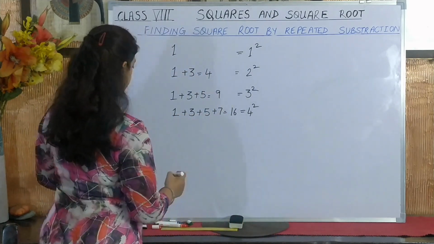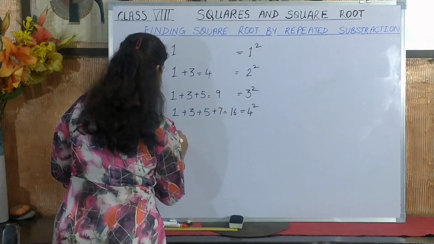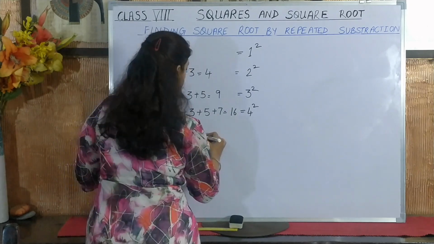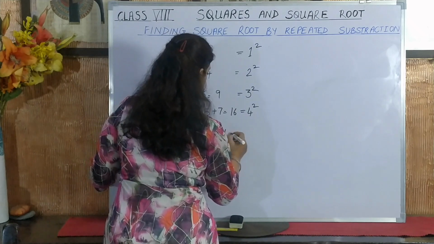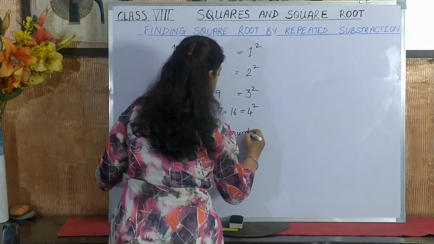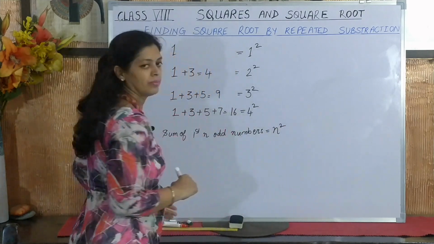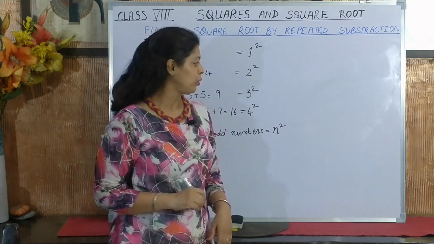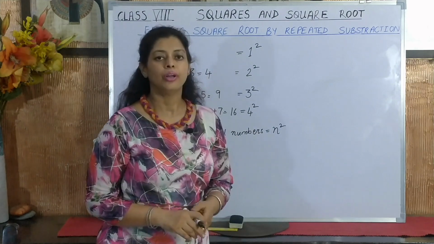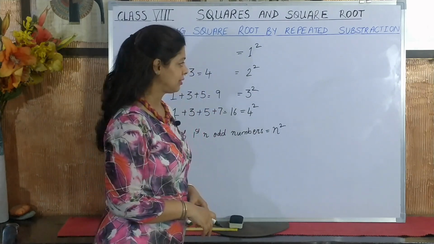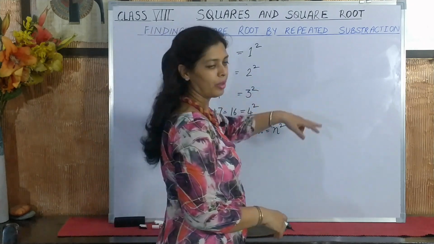So in general I can say the sum of the first n odd numbers is equal to n square. So now I know that adding consecutive odd numbers starting from 1 gives me perfect squares. I'll explain this with a small diagram.